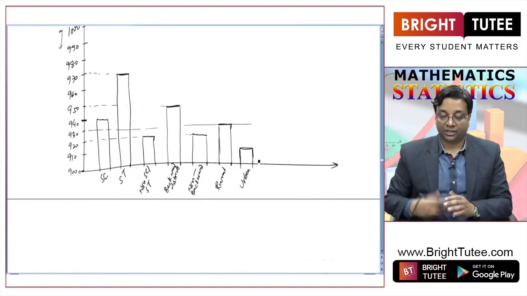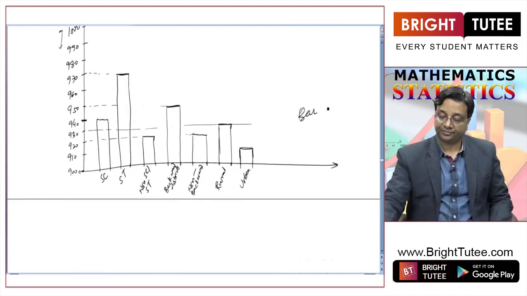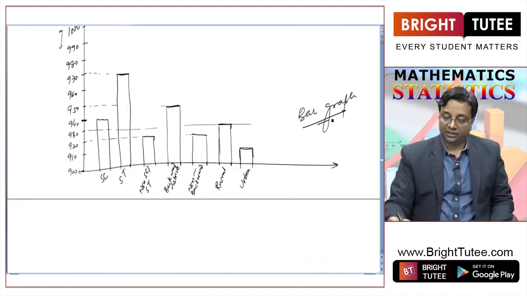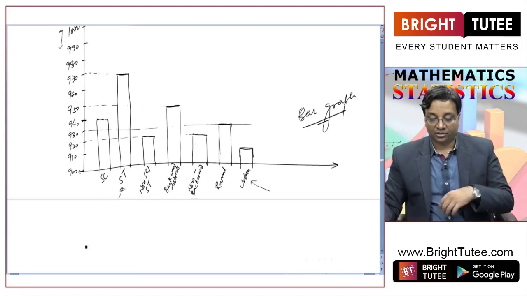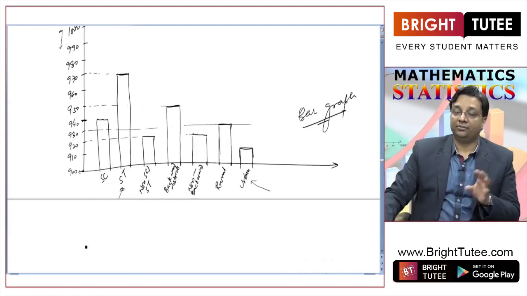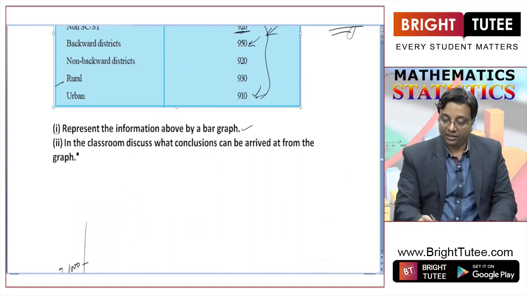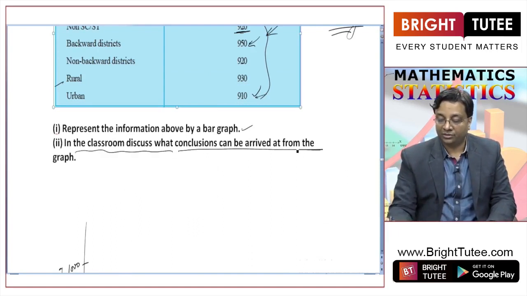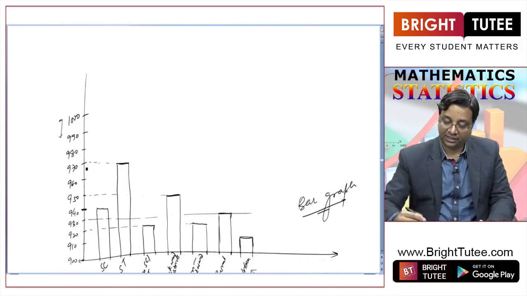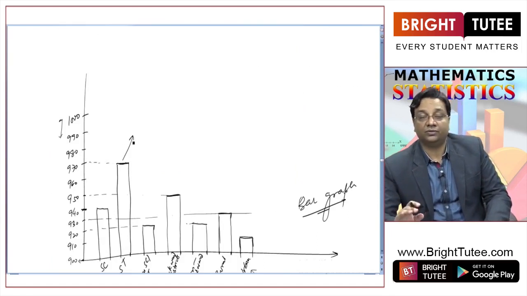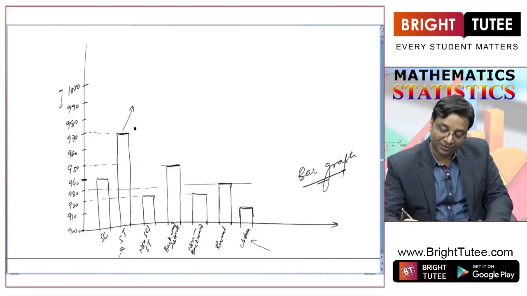Okay, now you need to observe these bars. This is the bar graph. What can you observe? That the height of this bar, which corresponds to the urban section, is the lowest. And the height of this bar, which corresponds to the ST category, is the highest. Right, so based on these heights of these bars, you can make certain observations. For example, in the classroom, discuss what conclusions you can arrive at using this graph. We can arrive at the conclusion that the ratio of the number of girls per 1000 boys, that is known as sex ratio, is highest in the case of the ST category.